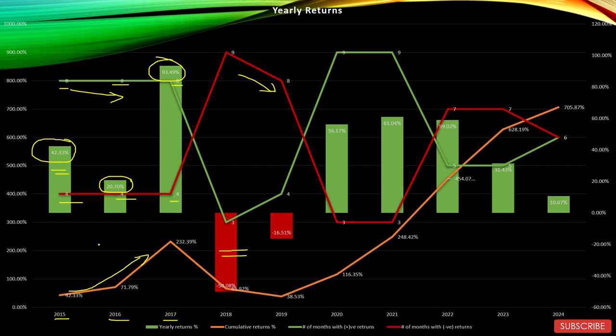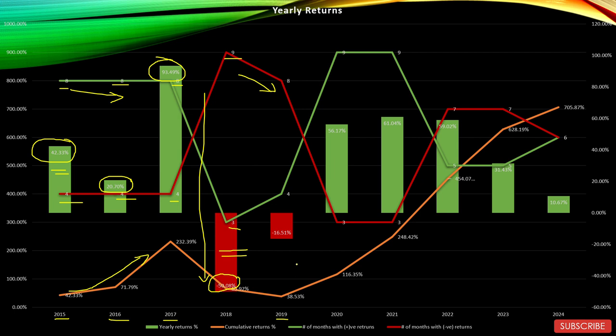But this dream run of 3 years ended in 2018, and this sector actually nosedived in 2018 with minus 50.08% returns, the worst performance by any sector in any single year that I have seen so far. In that year, the sector gave negative returns in 9 months and positive returns only in 3 months.